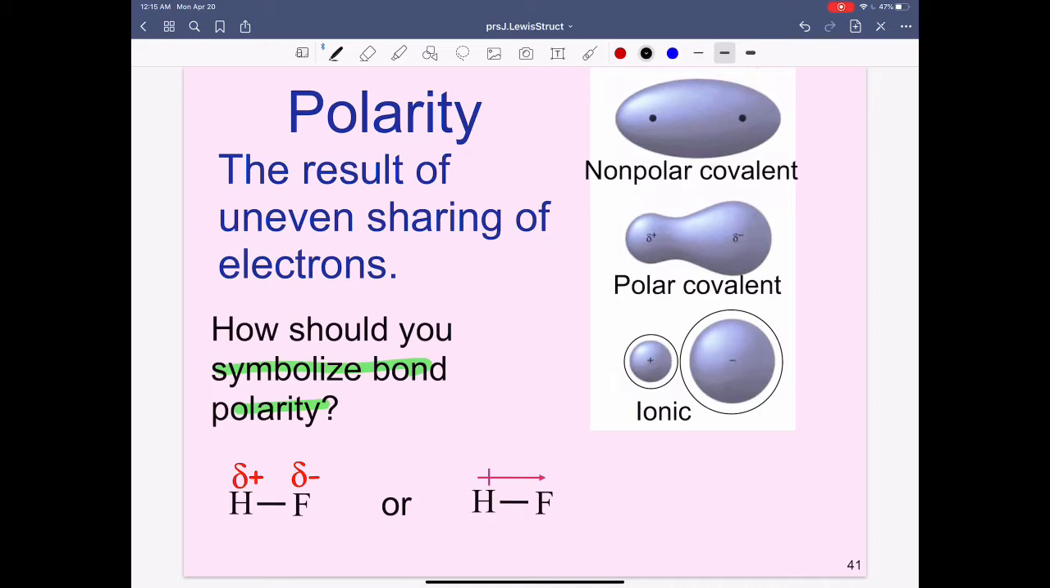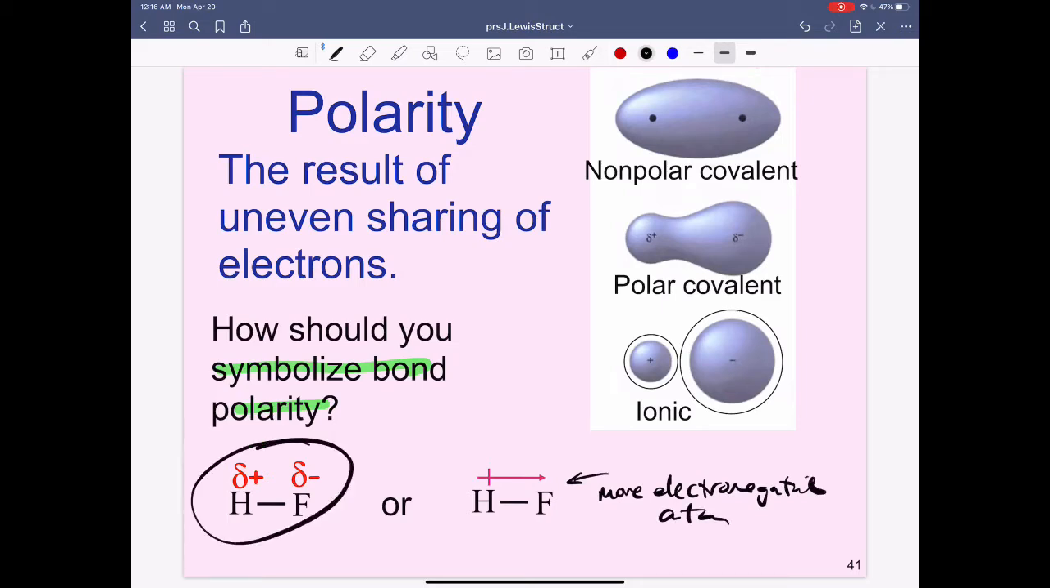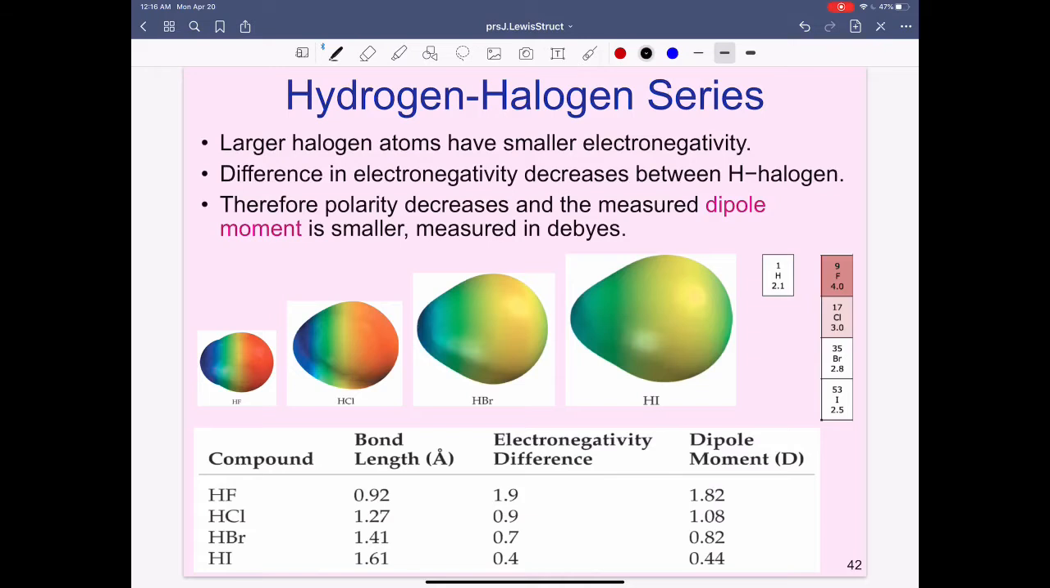We will utilize an arrow with the point end of the arrow pointing at the more electronegative atom. Or we could use this plus minus, this lowercase delta, to symbolize partial negative and partial positive charge. The hydrogen and halogen series: hydrogen bonding with fluorine, chlorine, bromine, and iodine.